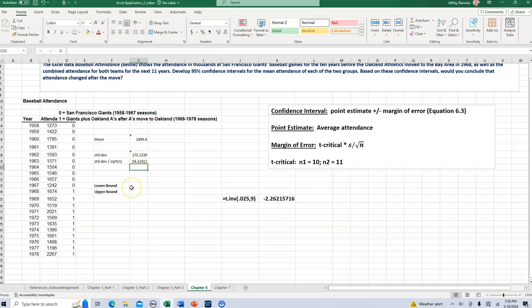And then I'm ready to compute the upper and lower bound. I think I showed you this in the video. This is a t-distribution problem for a couple of reasons. Small sample, number one. Number two, we do not know the population standard deviation. So that means we're going to use the t-distribution versus the z-distribution.